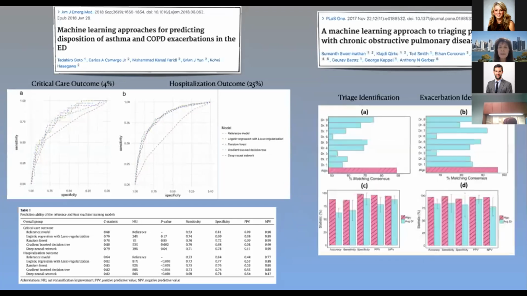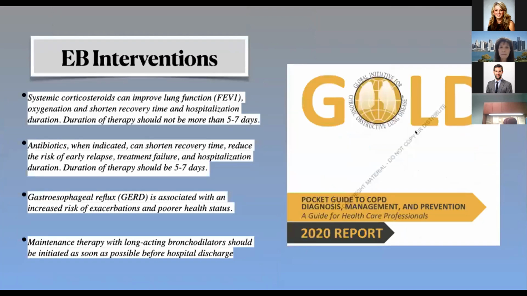And what they found is that machine learning was better able to identify an exacerbation when compared to a consensus, as well as each individual physician, with more accuracy, and especially in identifying triage. This is just some very interesting data on machine learning, and I think we're going to be seeing more of this.